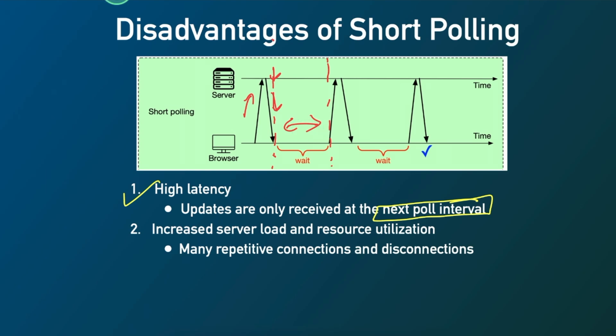The second disadvantage of short polling is the increased server load and resource utilization. There are many repetitive connections and disconnections. As you can see from this illustration, we make several different requests within a unit time, and all of these requests will add stress on the server, and occupy computational resources like CPU. It will also take up your network bandwidth. Since you make multiple requests in a unit time, for example 100 requests per minute, all these 100 requests will consume resources and lead to increased server load.